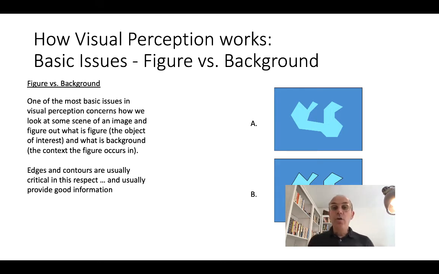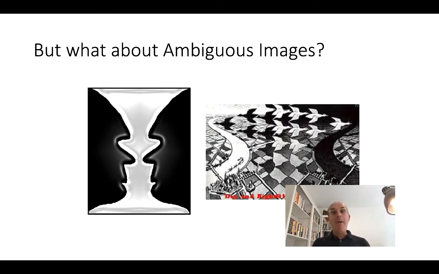How does visual perception work? Basic figures versus background. The most basic issue in visual perception concerns how we look at a scene or image and figure out what the image is, based on the background or based on the contour of the image itself. So the edges and the contours are usually critical, as they give us more information about the image itself. But what about ambiguous images?